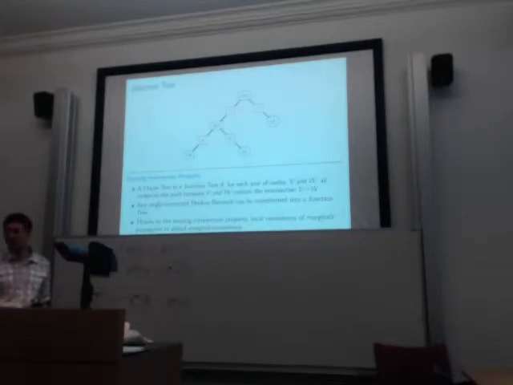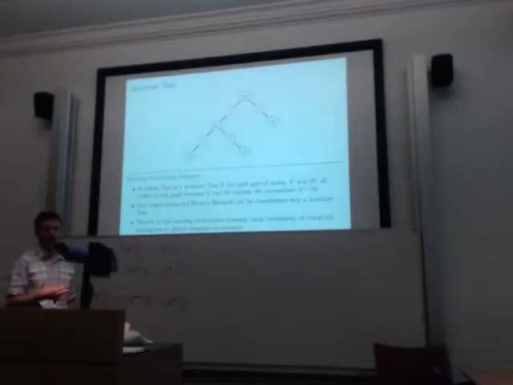Running intersection property. Let's check it out. We could just verify it here. We can start with A. Well, A only appears here, so that's okay. B only appears here, so that's okay. What about C? If C appears here and here, the running intersection is satisfied, that's clearly okay. D is only here, that's okay. E is just here and here, and F is just there, so that's okay.